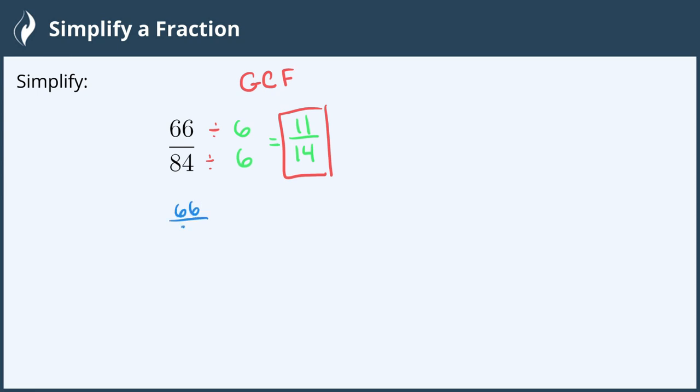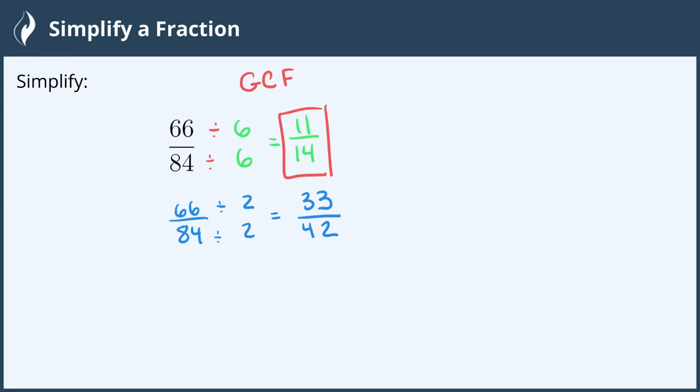And when we have larger numbers and we're not quite sure, this is a great way to make sure that we just break it down a little at a time so that it's not quite so overwhelming. Both 66 and 84 are even, so I know that they'll both be divisible by 2. Dividing the numerator and the denominator to keep the ratio the same, I will get 66 divided by 2 is 33, and the denominator, 84 divided by 2, 8 divided by 2 is 4, and 4 divided by 2 is 2, so I get the answer 42.